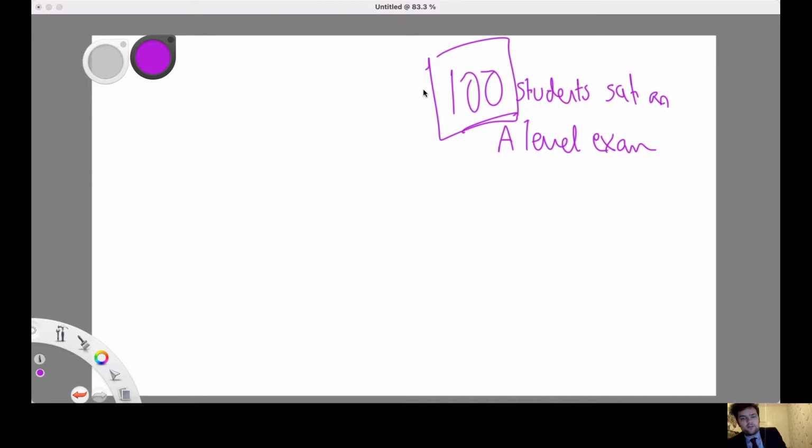And you want to know, going back to my example on the slide, how many of them got A stars. It might tell you 0.36 got A stars, and you want to know the number of students that got an A star. Well, in this case, it's easy, because 0.36 out of 100 is 36, and that is the clue.